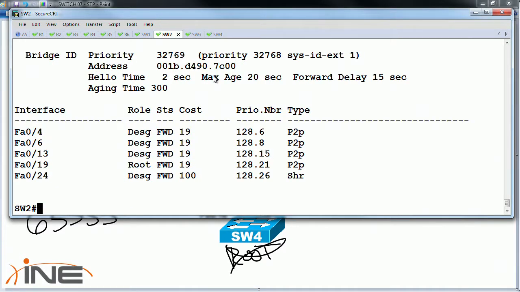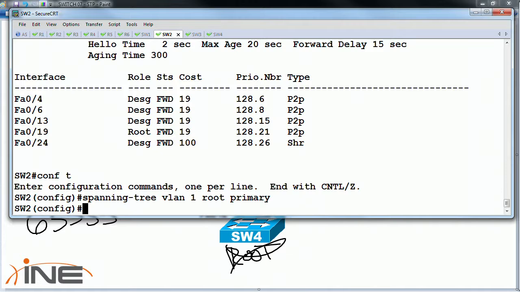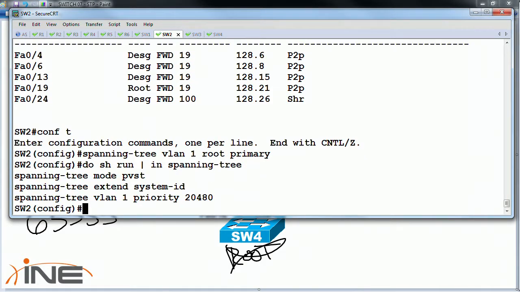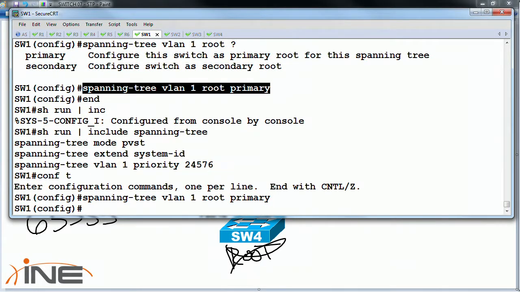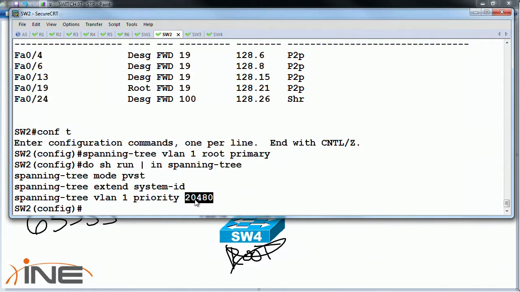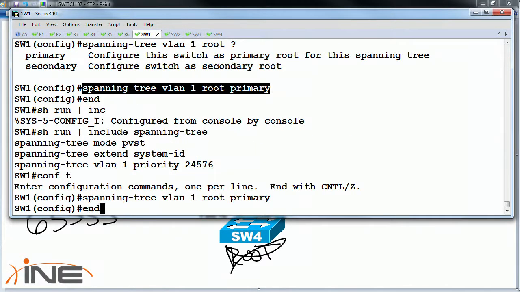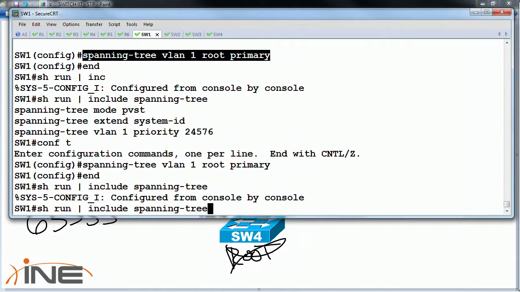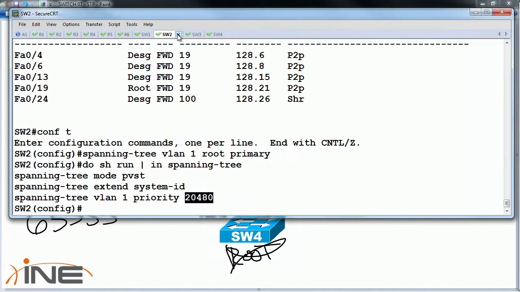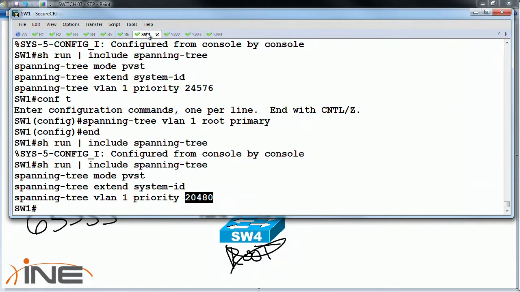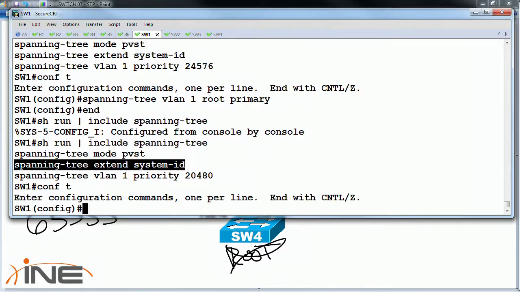So if I were to go to switch 2 and then say spanning tree VLAN 1 root primary, the result of this should be a lower value than 24,000. So 20,000. If I were to run this command again on switch 1, it's then going to continue to set its value lower than what this is, to where eventually someone is going to get to 0, and then that's the best possible priority. In this case, this particular version isn't going to go below this value. Let's try to set it again.